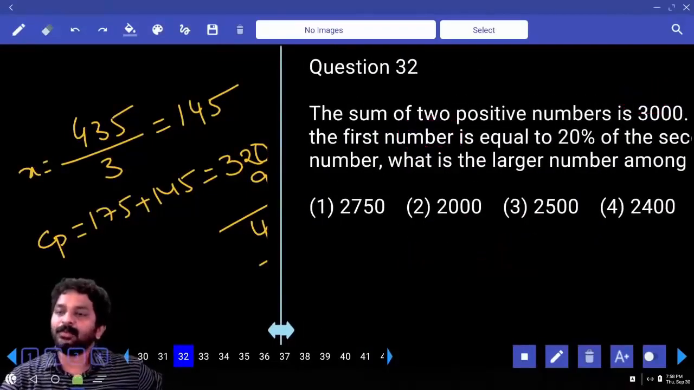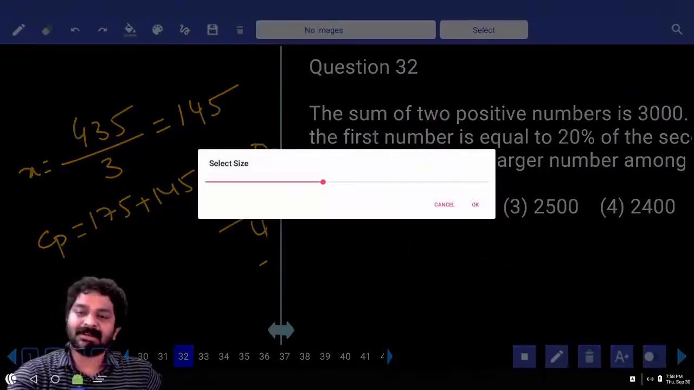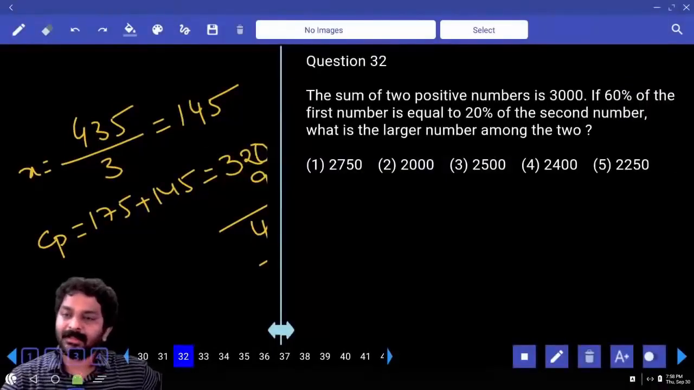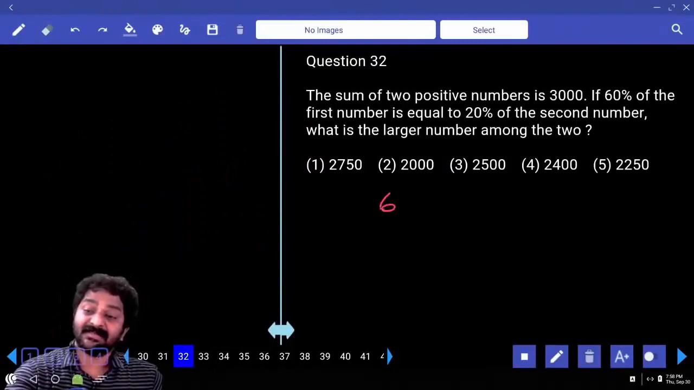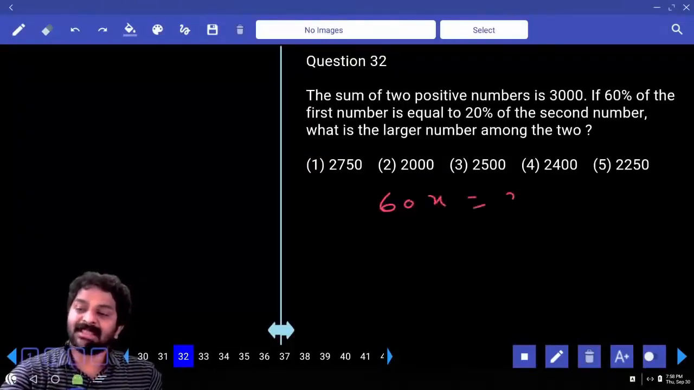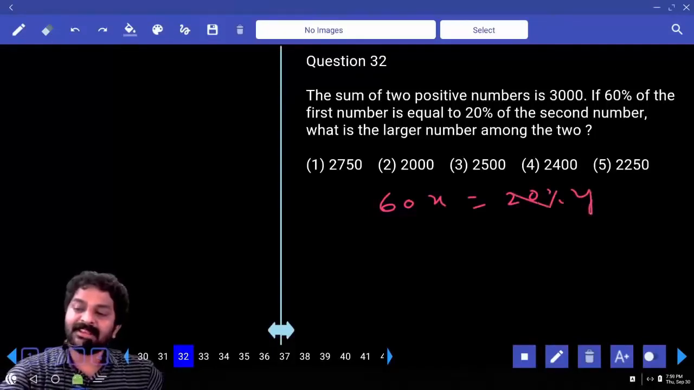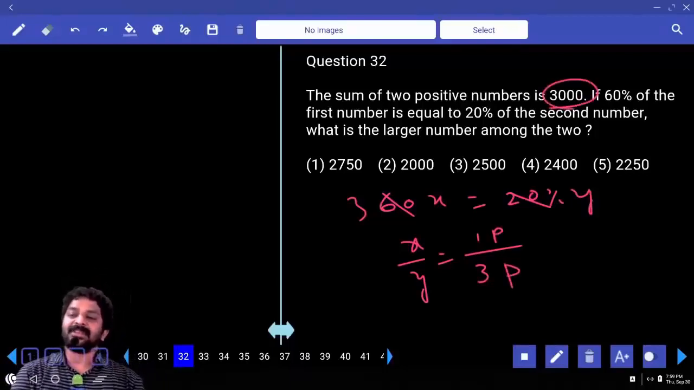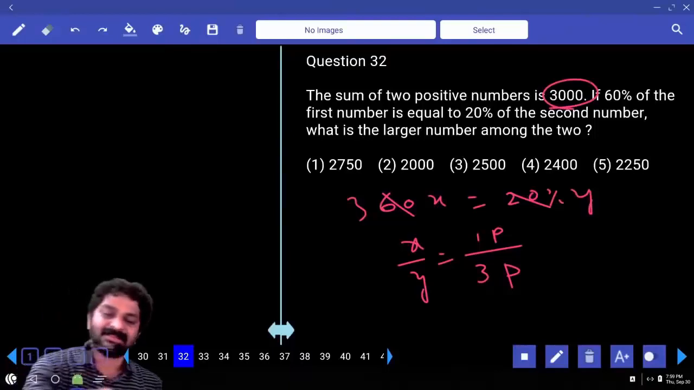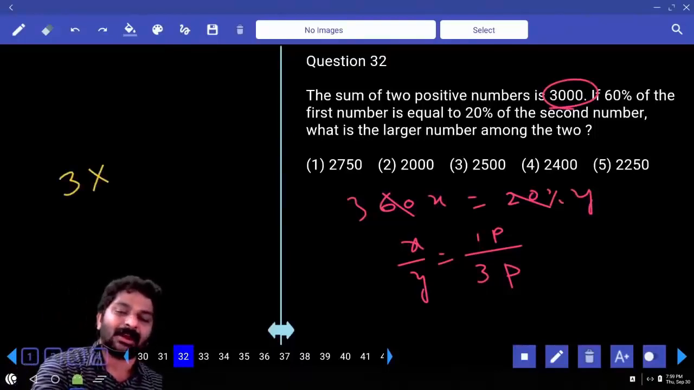The sum of two positive numbers is 3000. The first number is equal to 20% of the second number. 60% of the first number is equal to 20% of the second number. 23 times here. X by y is equal to 1 by 3. That means how many parts do we have in total? 4 parts. 4 parts is equal to 3000. And what is the largest among these numbers? That is 3 parts. 3 into 1 part value, that is 3000 divided by 4.